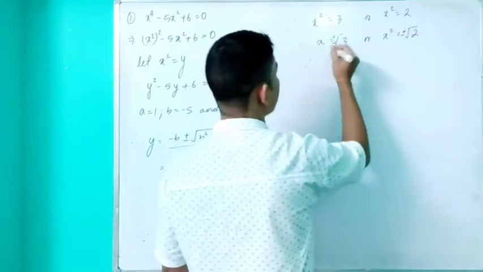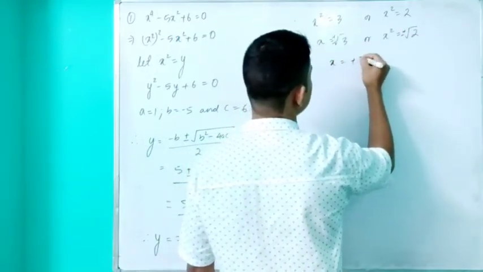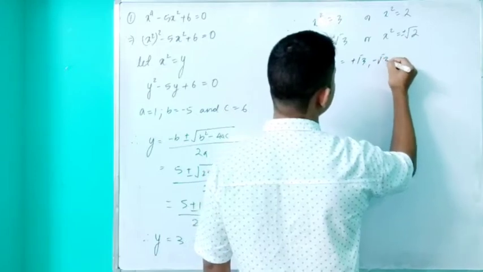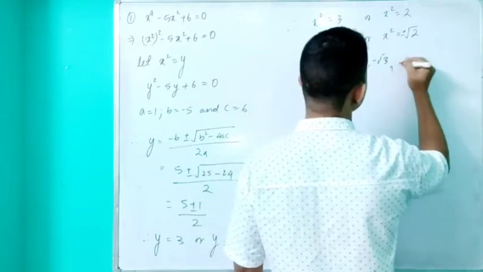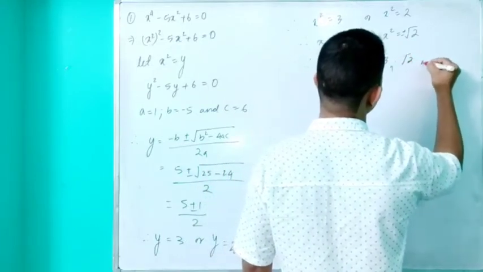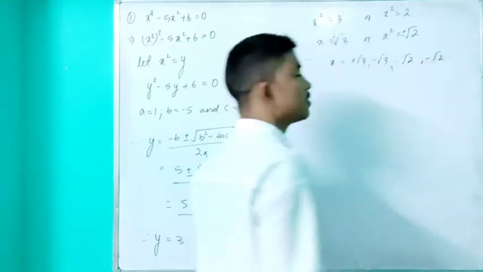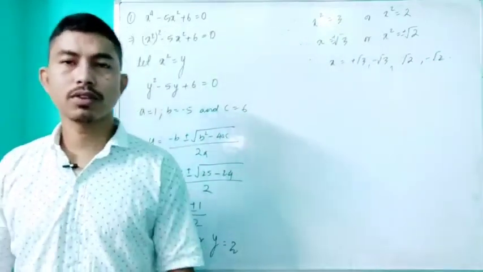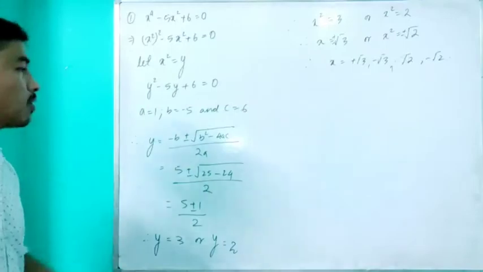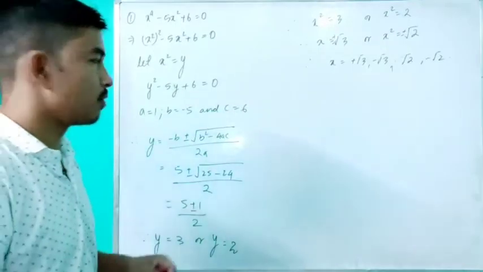Okay, so therefore I got the four values, that is x will be equal to either plus root 3 or minus root 3 or root 2 or minus root 2. So this is how we solve the first kind of equation. So now I'll try to solve the second kind of equation.